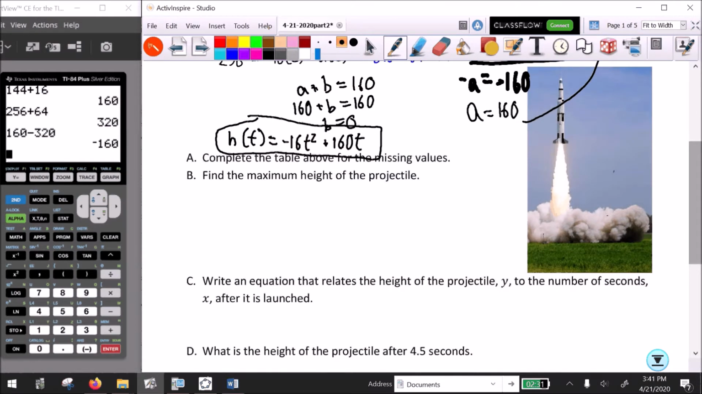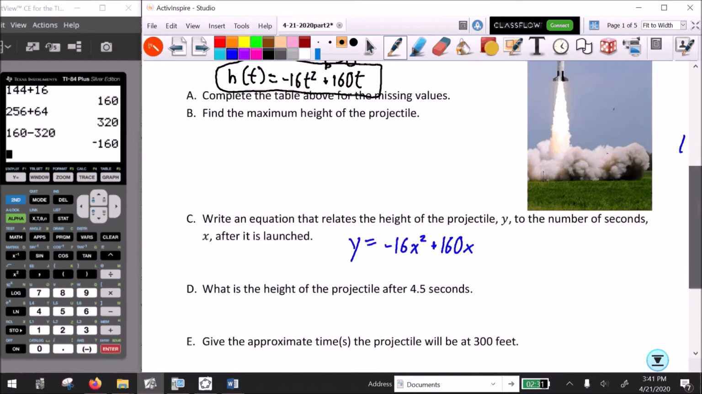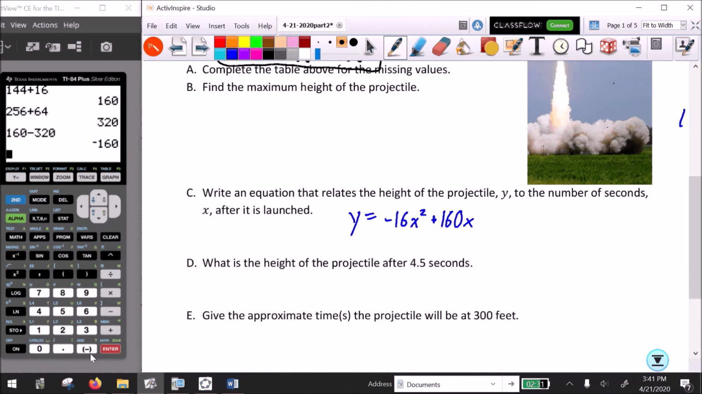So let's keep on going with this equation. Write the equation that relates the height of the projectile y to the number of seconds x after it was launched. Here they want us to use x and y, so I'm just going to go ahead and rewrite that using x and y. Okay. What is the height of the projectile after 4.5 seconds? Well, we can just go into our calculator and replace x with 4.5.